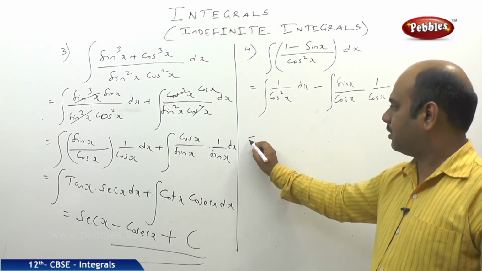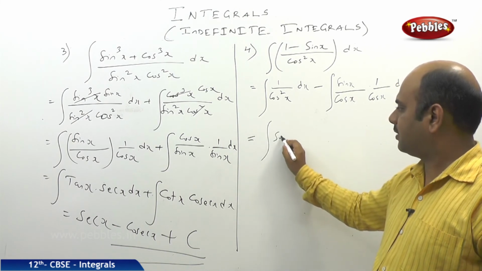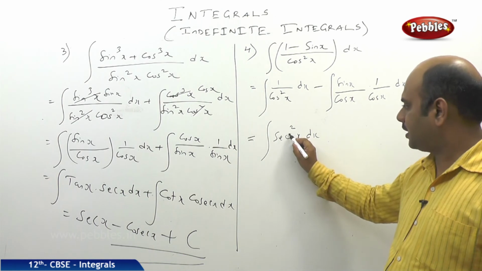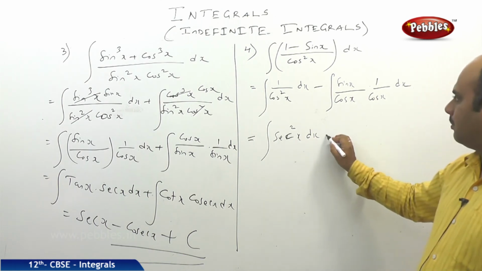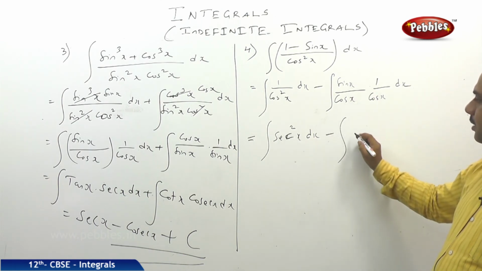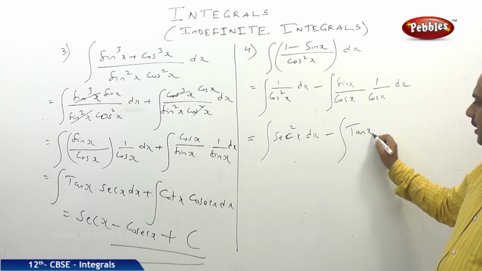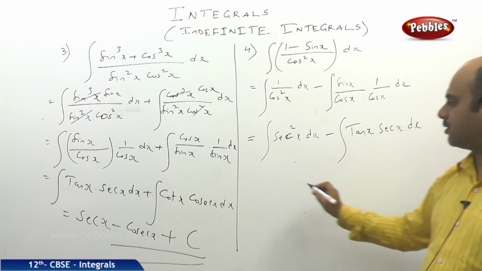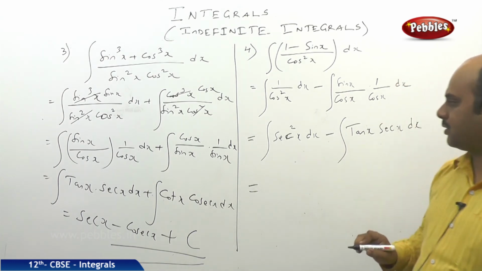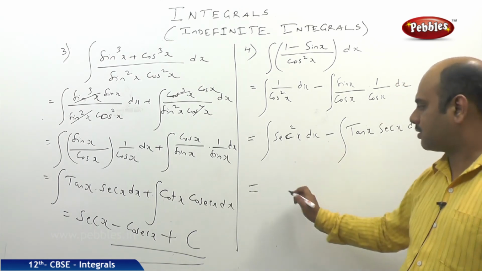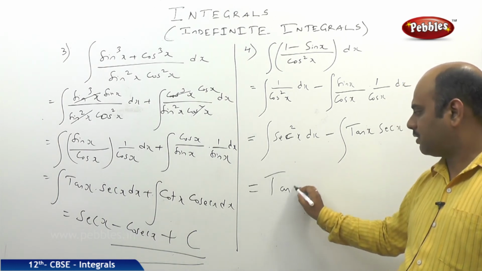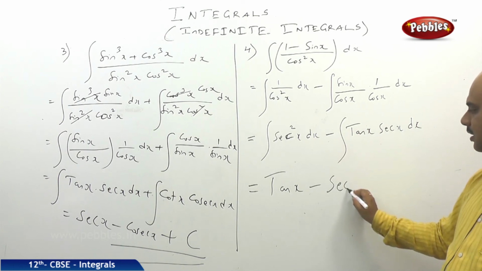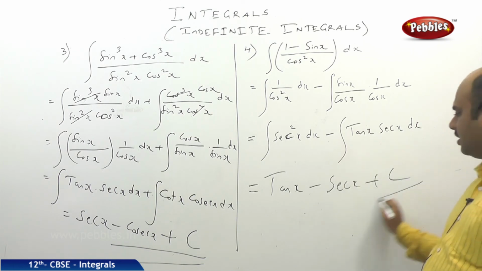So if you could observe carefully, 1 by cos square x is nothing but secant square x dx, minus here also sin x by cos x means what beta, tan x, and 1 by cos x is nothing but secant x dx. So again our formula is coming, integral of secant square x, integral of secant square is nothing but tan x, and integral of tan x secant is nothing but secant x plus c.